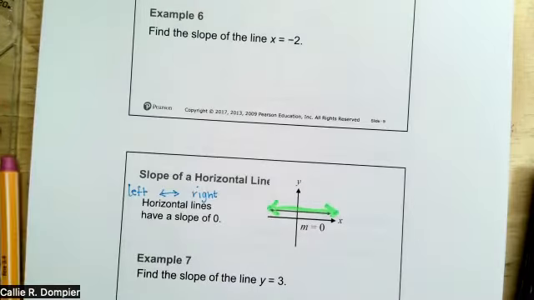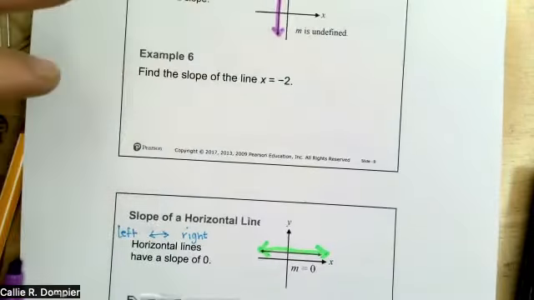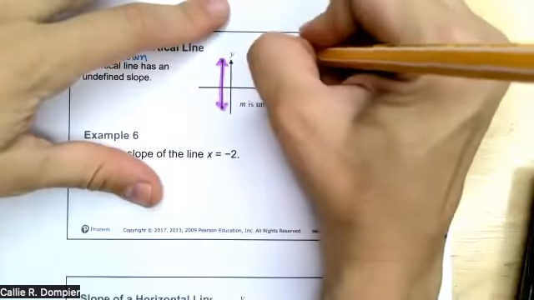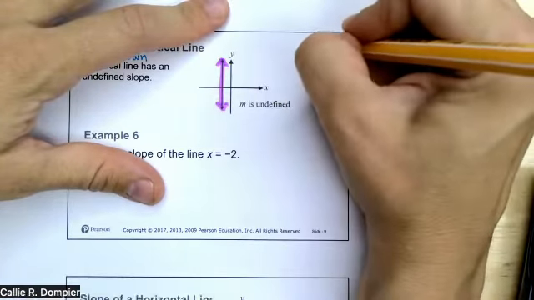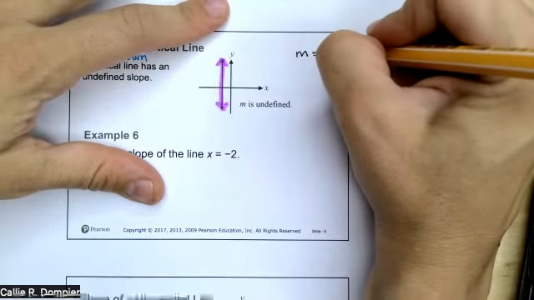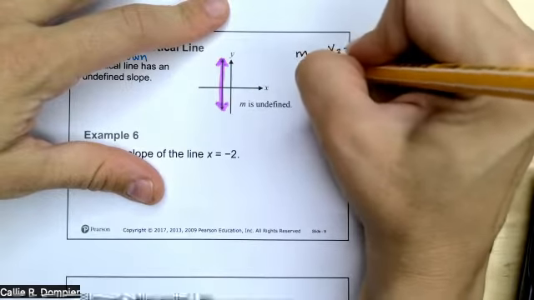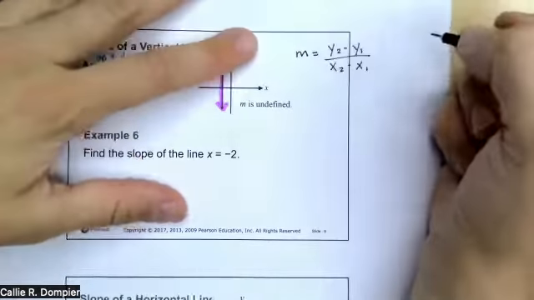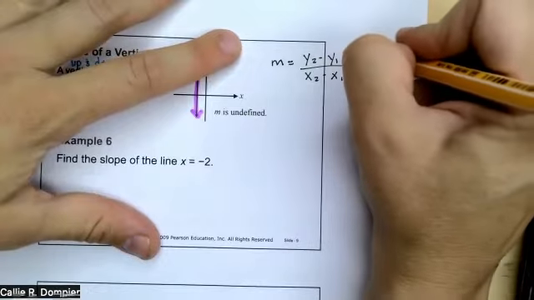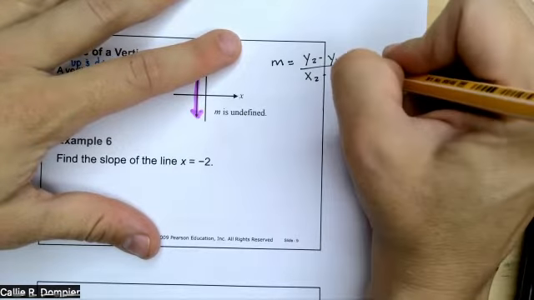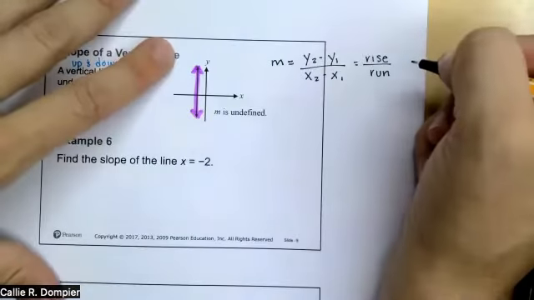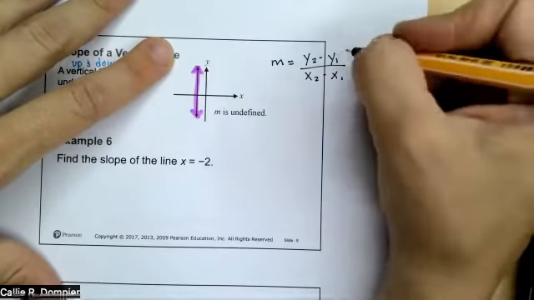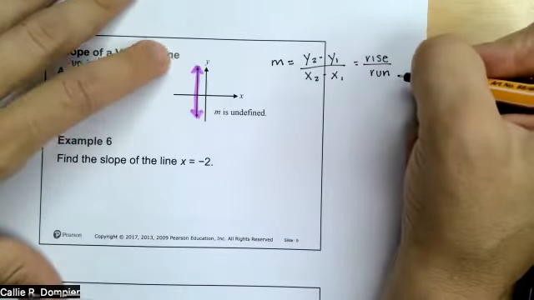Remember that the equation of our slope, and remember only write down what you need. Our slope is y2 minus y1 over x2 minus x1. Y is always up and down, so we call that rise. X is side to side, so we call that run. If you have a straight up and down line, it's all rise and no run, right?